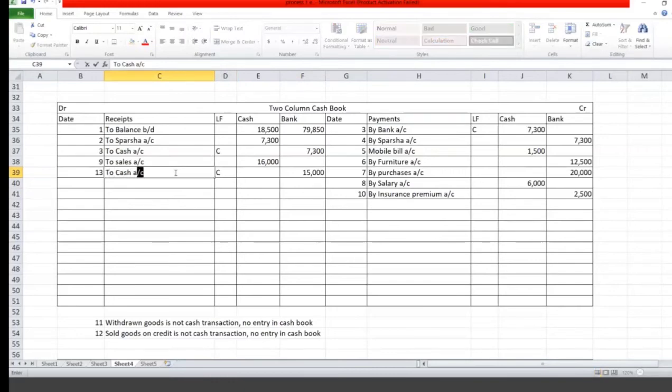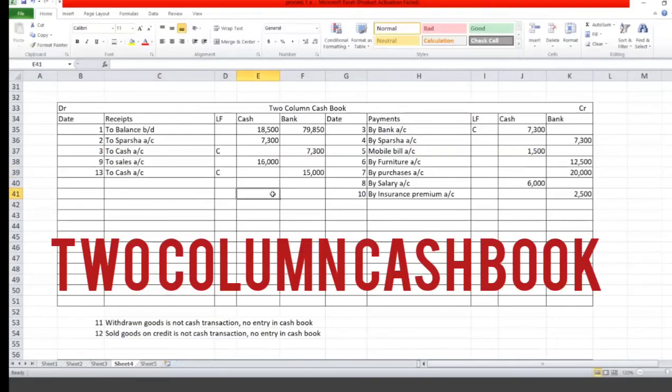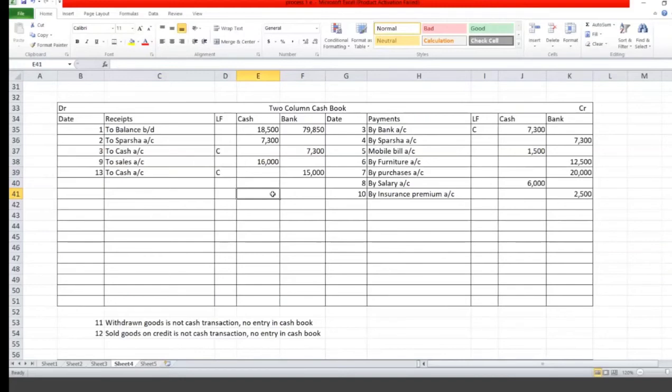For whom is it a payment, what we are depositing into the bank? Cash we are depositing. So, for whom is it a payment? For cash, it is a payment. So, write down 13th by bank account. It is a contra entry. Enter in the cash column 15,000. Whenever you deposit into the bank or you withdraw from the bank, it will be treated as a contra entry.